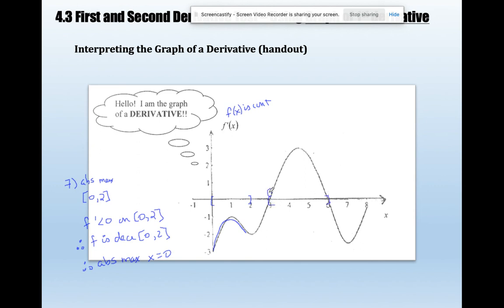But notice what the derivative is always. On 3 to 6, the derivative is positive. Therefore, the original is always increasing on a closed interval. And if you're always increasing on that interval, then the left endpoint is the absolute min and the right endpoint is the absolute max. And you can look at the graph that we drew to verify that.